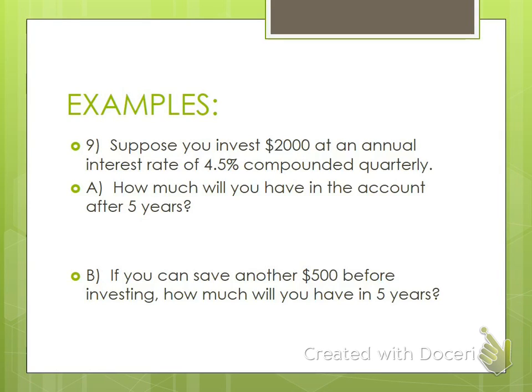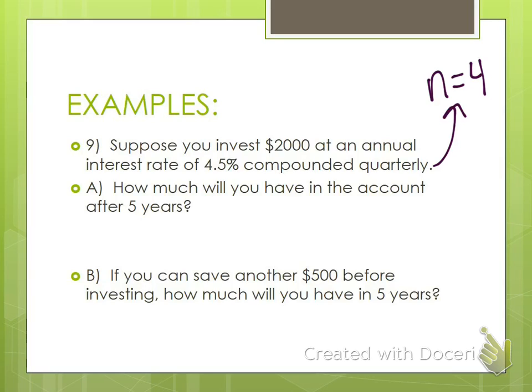Suppose you invest $2,000 at an annual interest rate of 4.5%, compounded quarterly. So let's pause right there. Quarterly means how many times a year do you think? 4. So our n is going to equal 4. I might just make a note of that right away as soon as I see it. How much will you have in the account after 5 years?